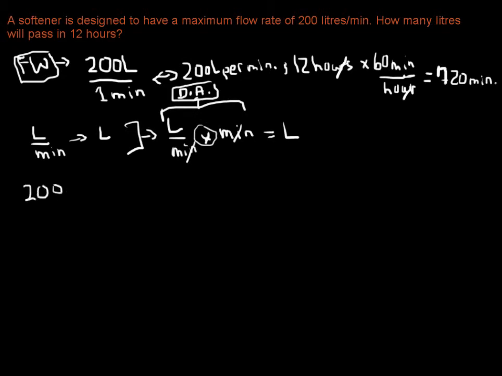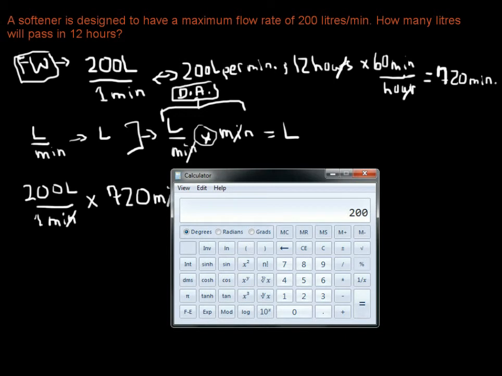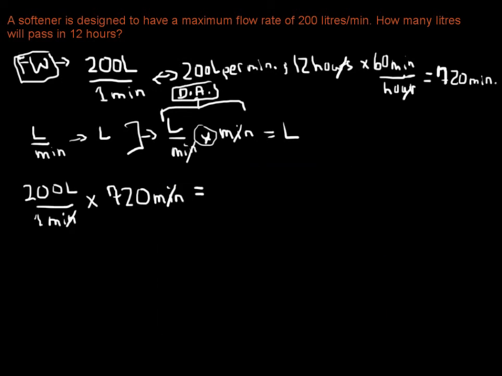So we have 200 liters per minute, that's how much is flowing, and we have a total of 720 minutes. So minutes cancels out. Now all that's left to do is the calculation itself. 200 times 720 is 144,000. That's the final answer right there.